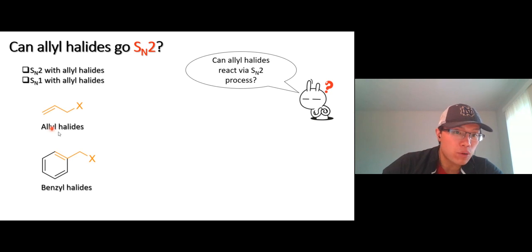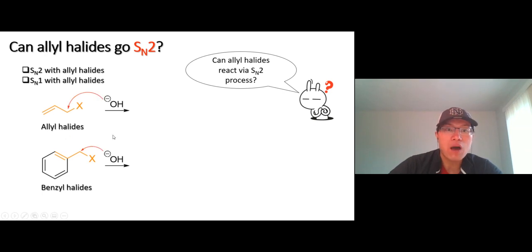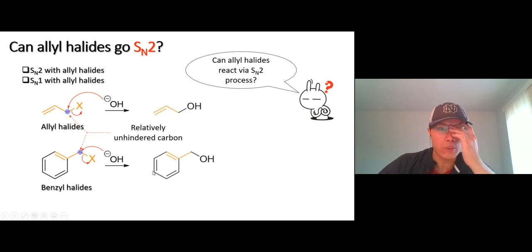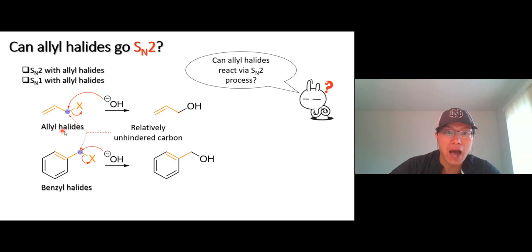Now, I'll start with the allyl halide. This halide is not on a vinyl position or on a double bond. Can this guy go SN2? Allyl halide, yes. Benzyl also yes, because this position right here is relatively unhindered. It just looks like a primary alkyl halide, so you can do an SN2 with this guy. You don't have to memorize the names. You just look at the structure. This is a primary carbon, this is a primary carbon. You can do an SN2 reaction. These are some of the best substrates for an SN2 reaction.